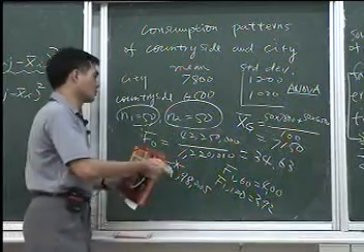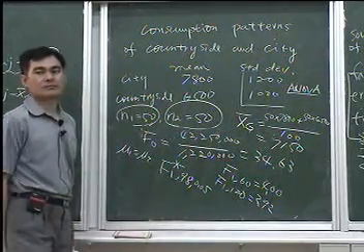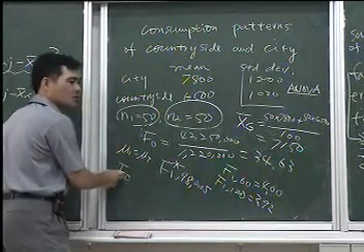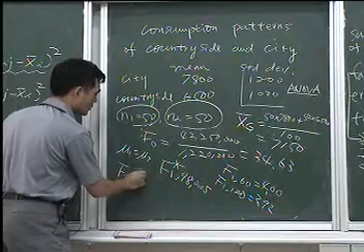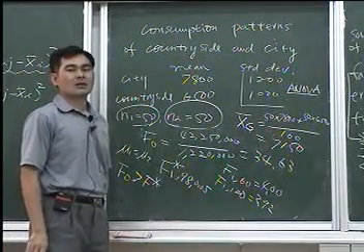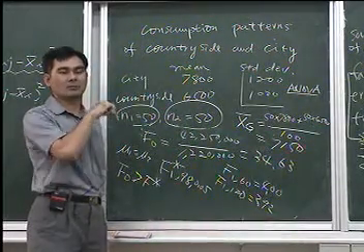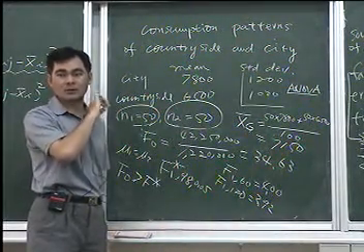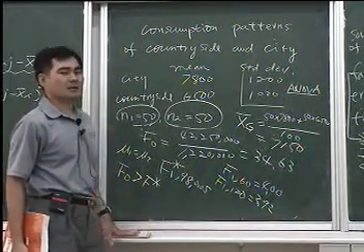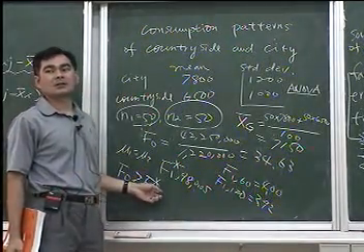Is mu1 equal to mu2? No, because F naught, the observed value, is much greater than F star. So the conclusion is that the consumption pattern of the city and the countryside should be different. Any questions?